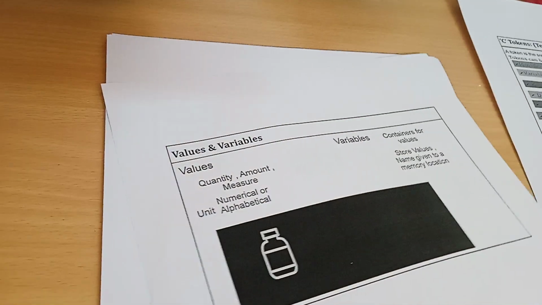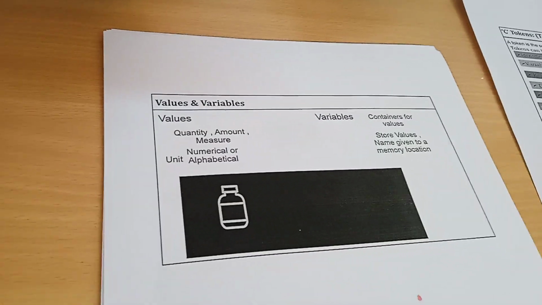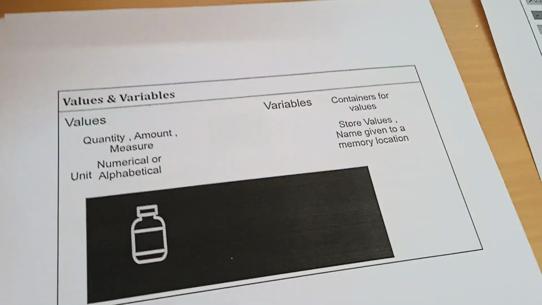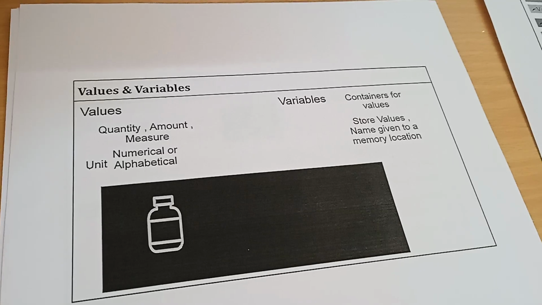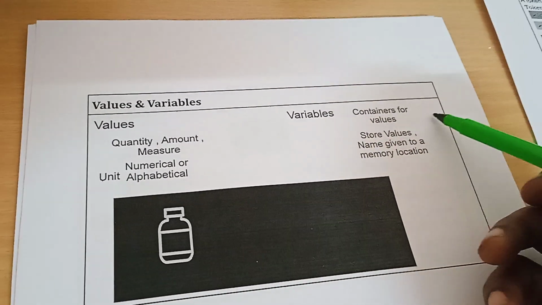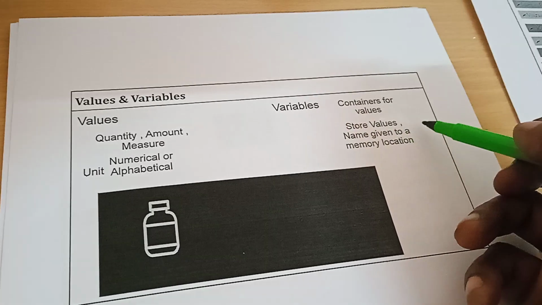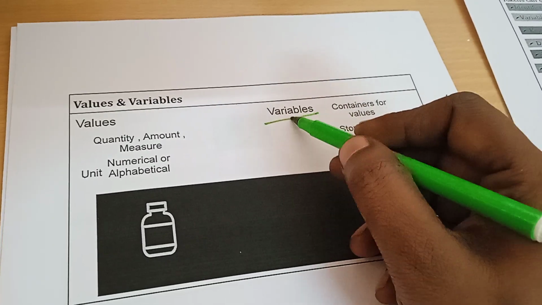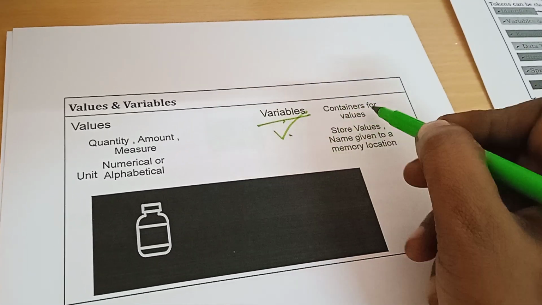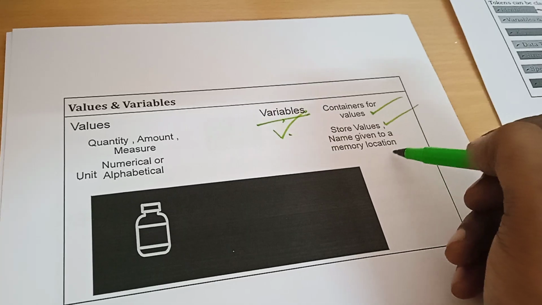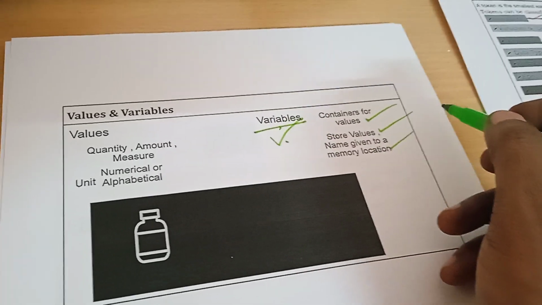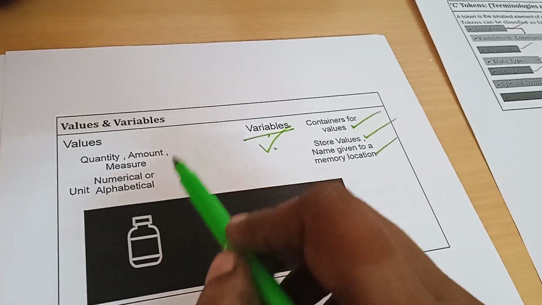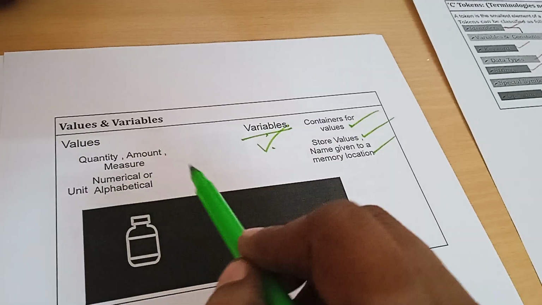Now the very next topic is variables. So what is a variable? A variable contains a value and stores a value. The name given to a memory location is called a variable. For example, quantity and amount are variables.